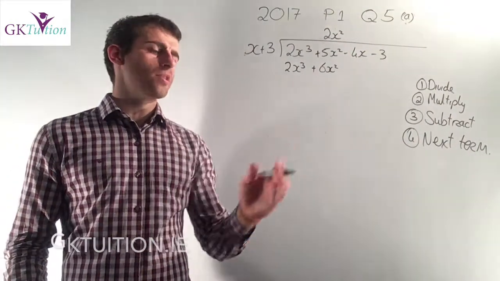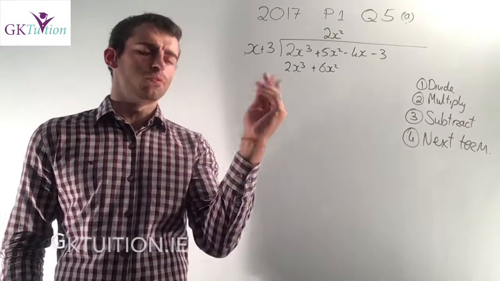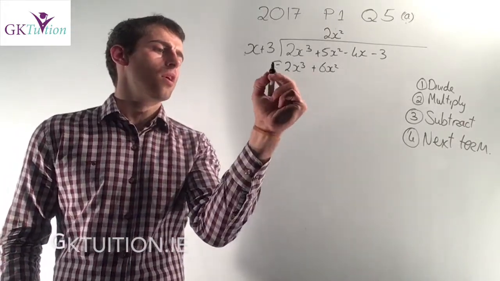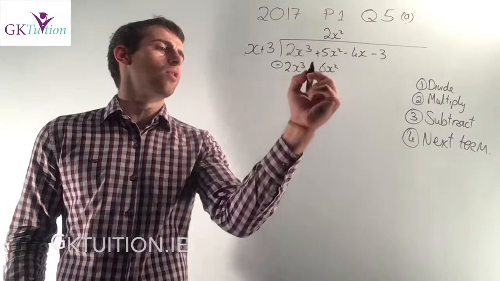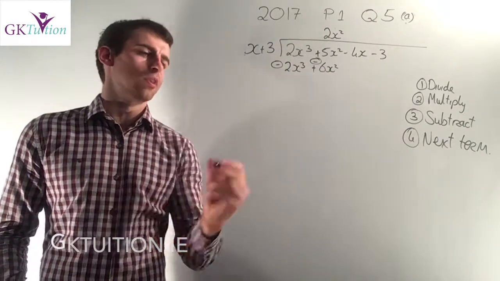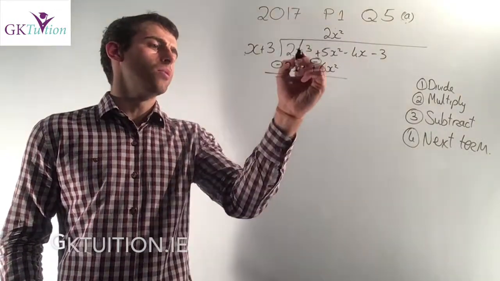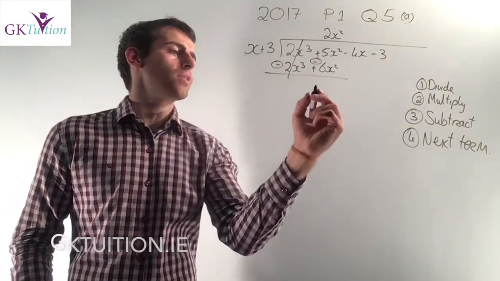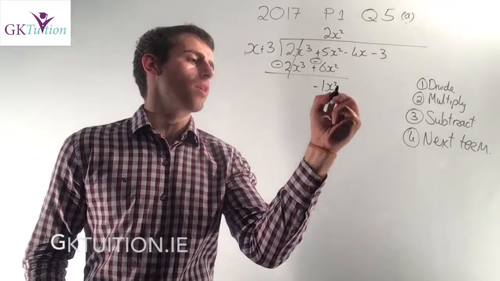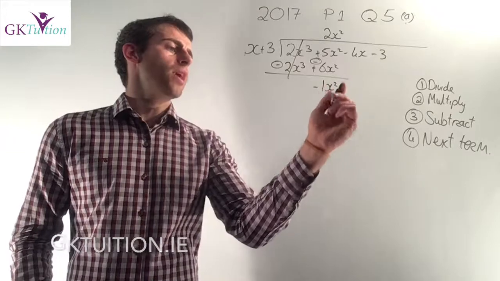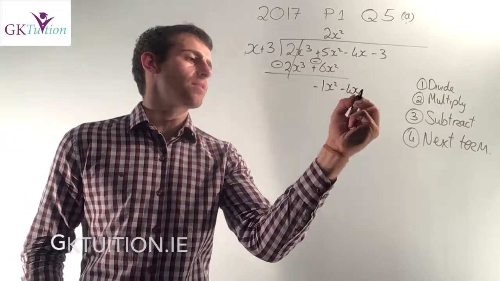My third step is to subtract. In order to subtract, you have to change your signs. So I'm going to change the signs of both of these. Put a minus in there and put a circle around it. Put a minus here and put a circle around it. Draw a line underneath and then subtract. 2 minus 2 is 0. Plus 5 minus 6 is minus 1x squared. My fourth step then is I take down the next term, in this case being minus 4x.